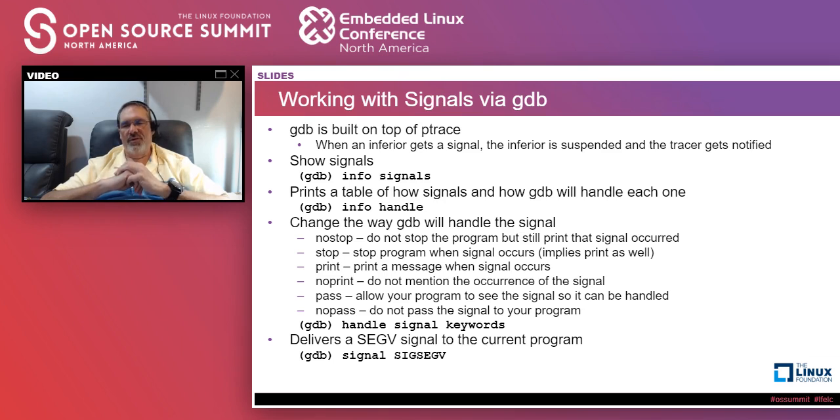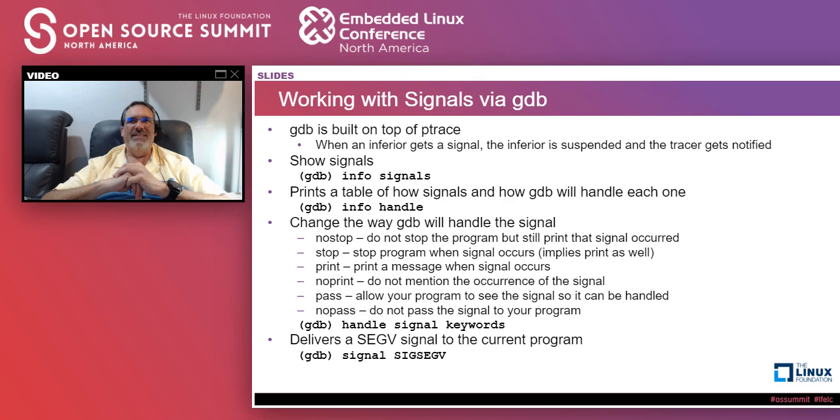This becomes important when we're dealing with threads and the ability to deliver a signal to the parent, which then gets replicated out to the individual threads from within the parent. So pass and nopass deal with being able to pass those signals on to threads that may be running in the same process address space. And we can then change a particular signal handler. We can do handle signal keywords.